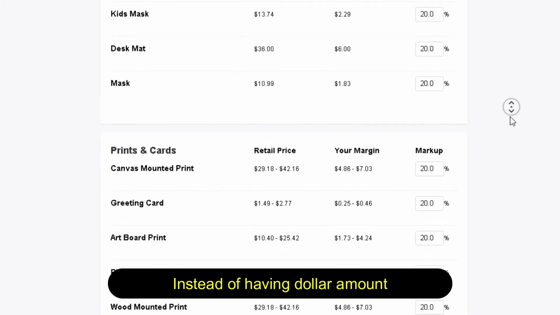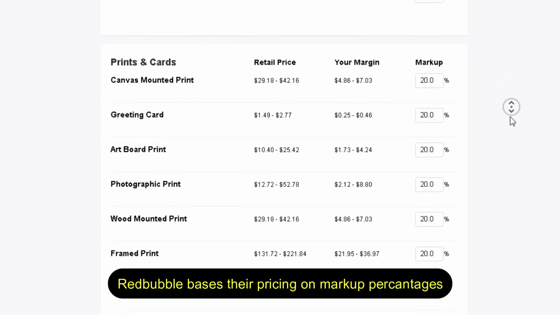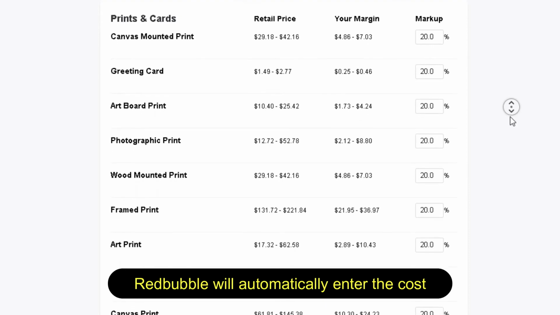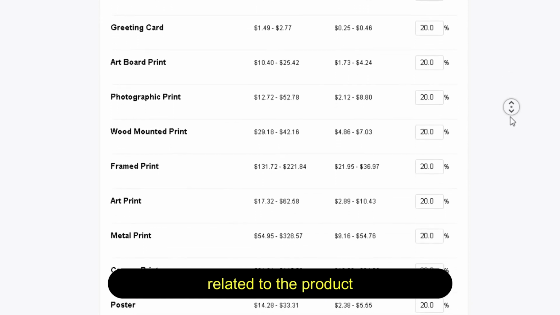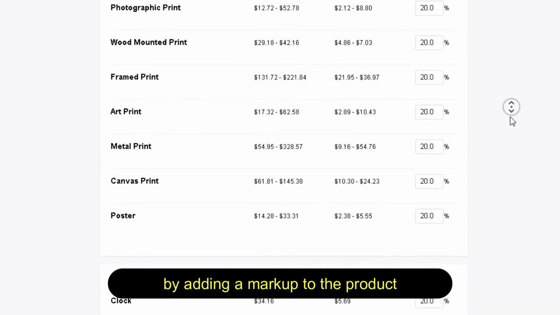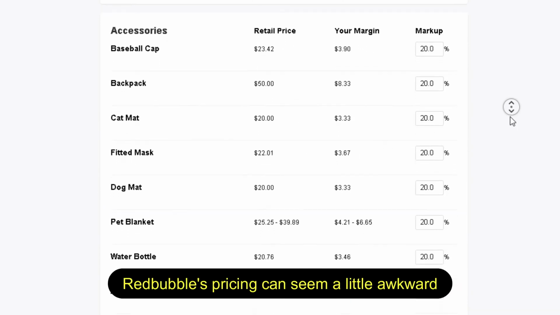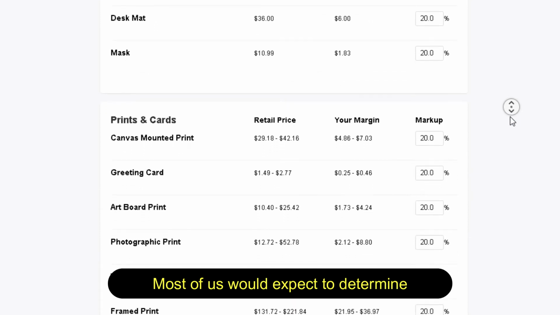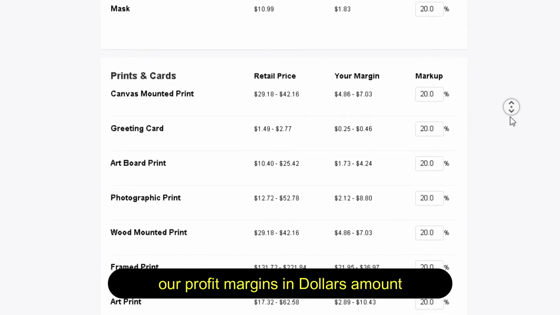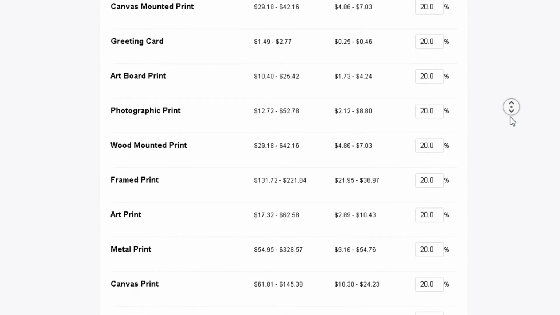Instead of having a dollar amount that products will be sold for, Redbubble writes their pricing in markup percentages. Redbubble will automatically enter the costs related to the product, and allow you to set your profit margin by adding a markup to the product. Redbubble's pricing can seem a little awkward. Most of us would expect to determine our profit margins in dollar amounts, but Redbubble's pricing relies on percentages.